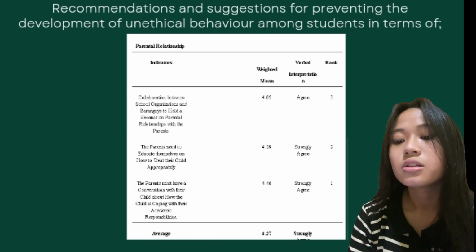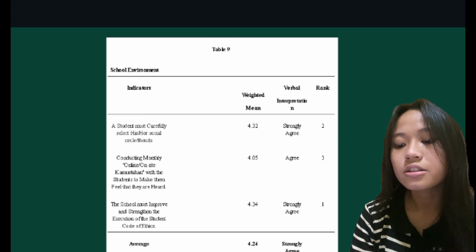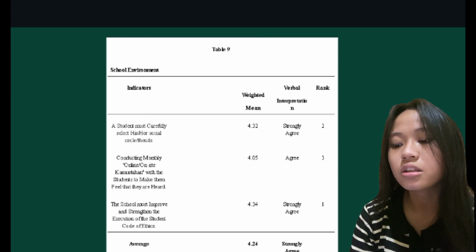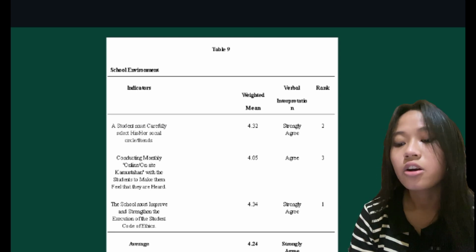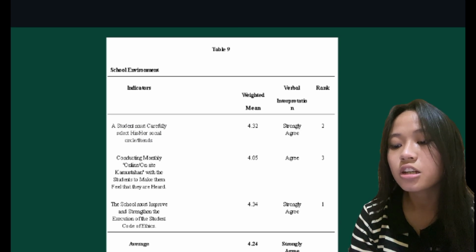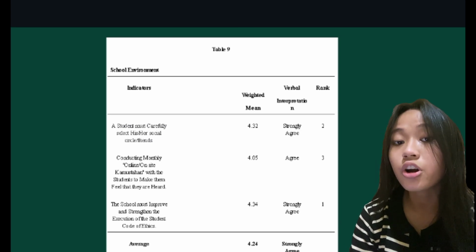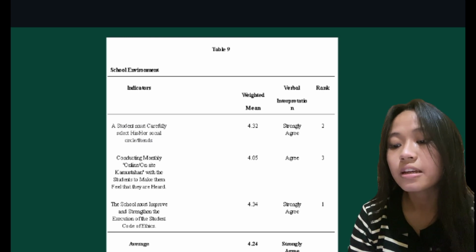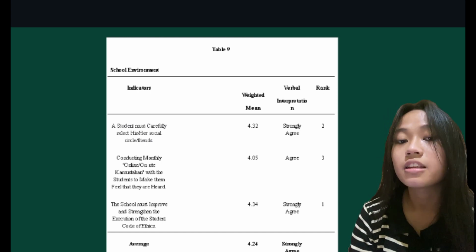So table number 9, school environment. Table number 9 tells the statement the students must improve and strengthen the execution of the student's code of ethics gets the highest weighted mean of 4.34 and is interpreted as strongly agree. The second highest weighted mean of 4.32 is the statement the students must carefully select his or her circle of friends, interpreted as strongly agree. The lowest weighted mean of 4.05 is the statement conducting monthly online or on-site kamustahan with the students to make them feel that they are heard, interpreted as agree.